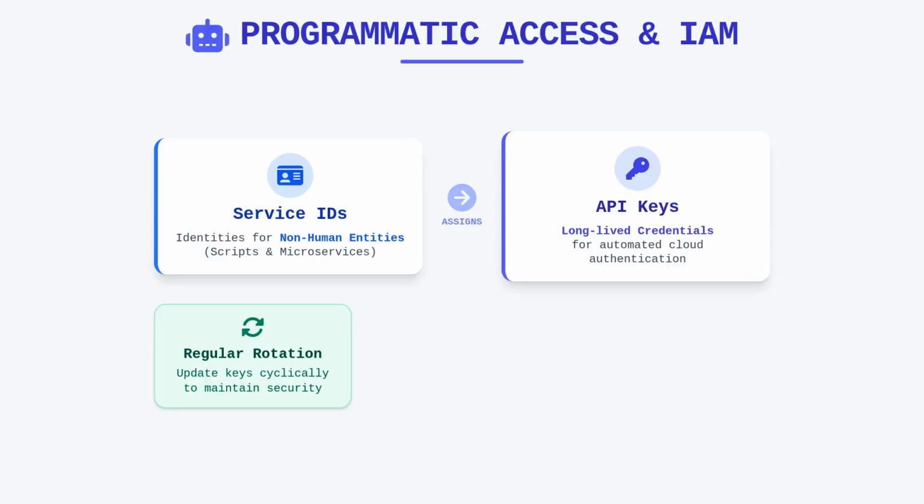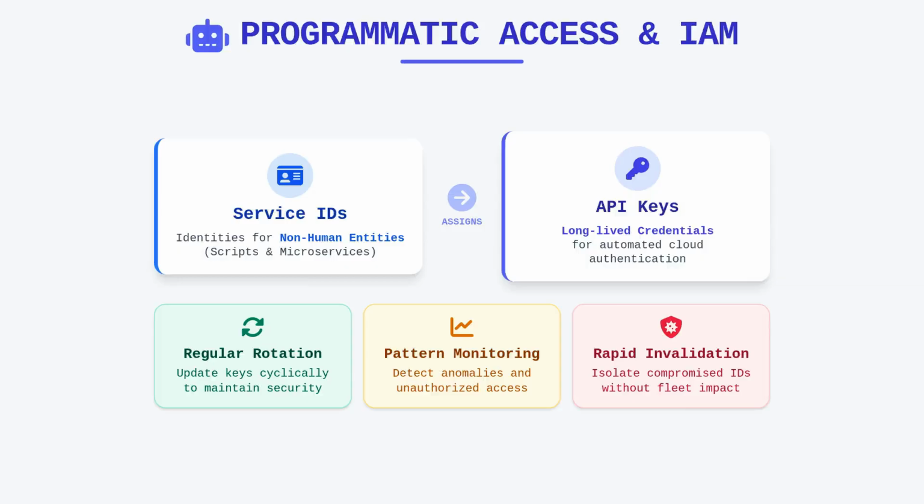You should regularly rotate these keys and monitor their usage patterns to detect any anomalies. If an application is compromised, having the ability to quickly invalidate a specific service ID's API key without impacting the rest of your fleet is a powerful capability provided by the platform.